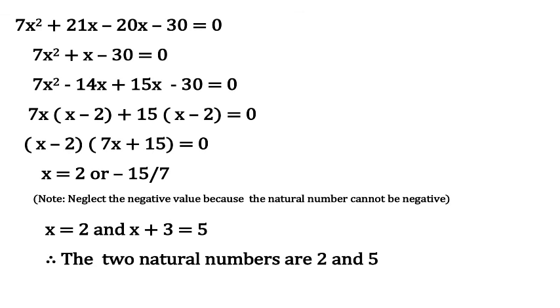Neglect the negative value, consider the positive value. x is equal to 2, then x plus 3 is equal to 5. Therefore, the two natural numbers are 2 and 5. By this, we have solved the first 5 problems of exercise 6a.